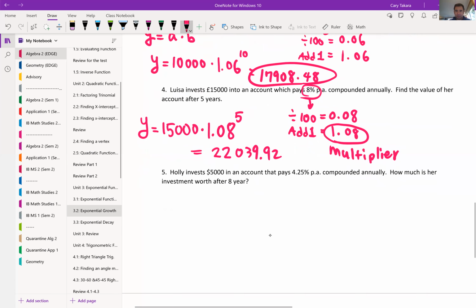Okay, last question. Again, just the same type of question, 5,000 to begin with. The interest rate is 4.25%.